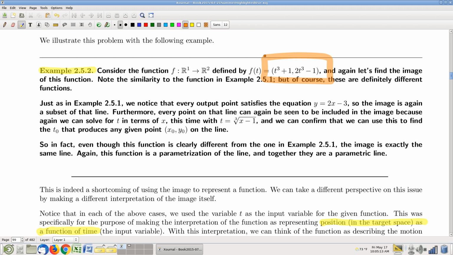Would that just be by writing out a bunch of points? I'm sorry? Would that just be by writing out a bunch of points? No, I don't notice it. I don't see how. Okay. We notice every output point satisfies this equation. I just don't see that.